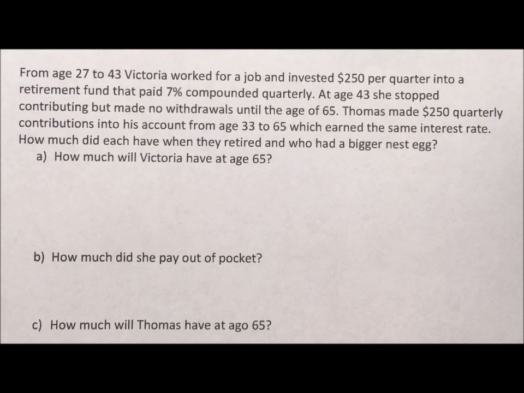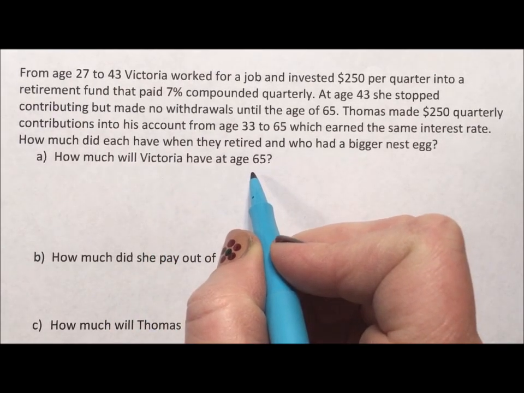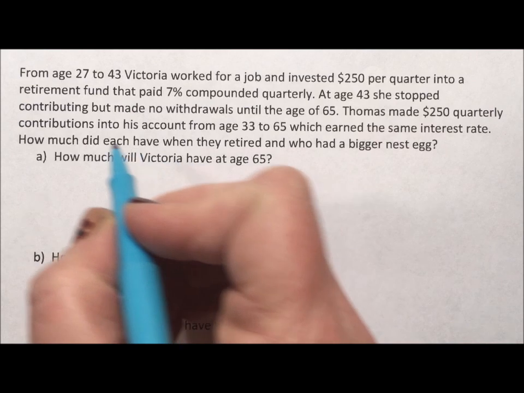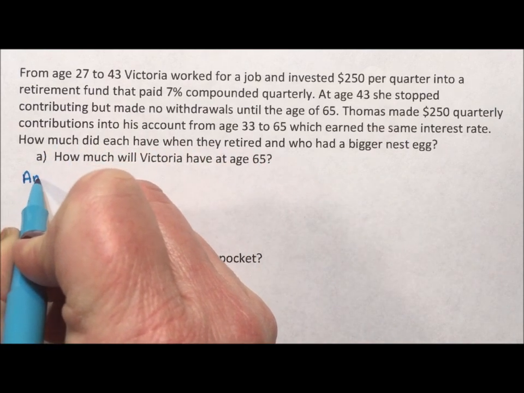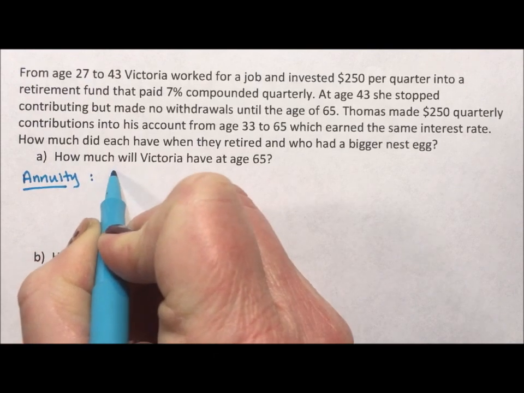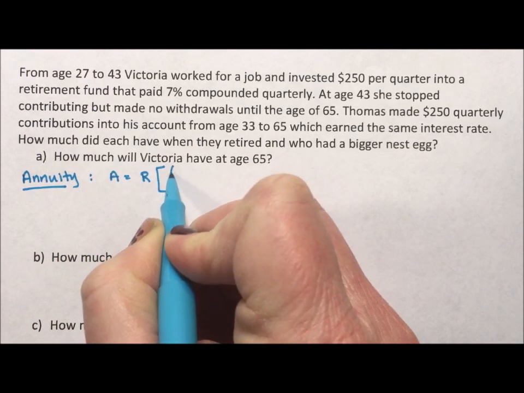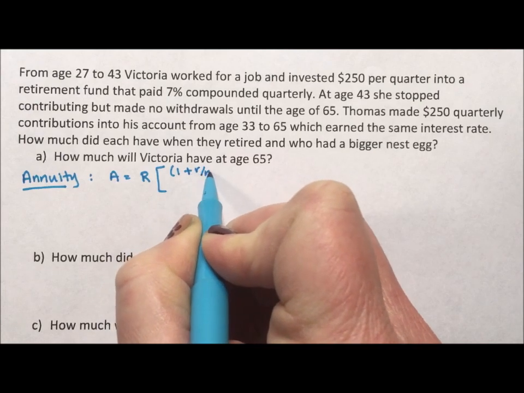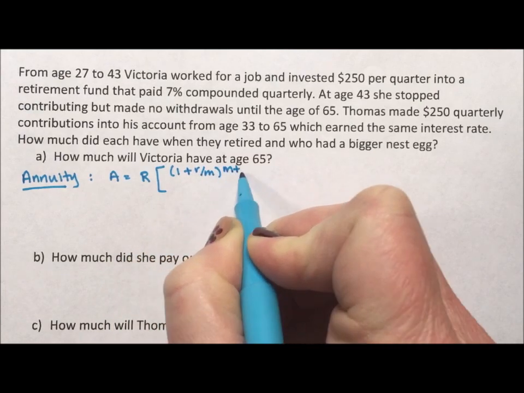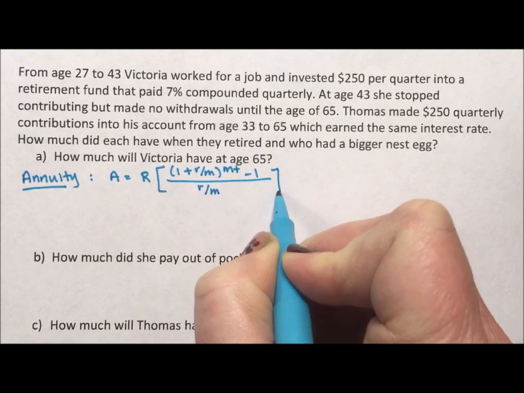Okay, so let's start with Victoria. How much did she have at 65? So we have to do two calculations. We first have to start with her annuity. Her annuity, so A equals R, 1 plus R over M to the MT minus 1 divided by R divided by M.